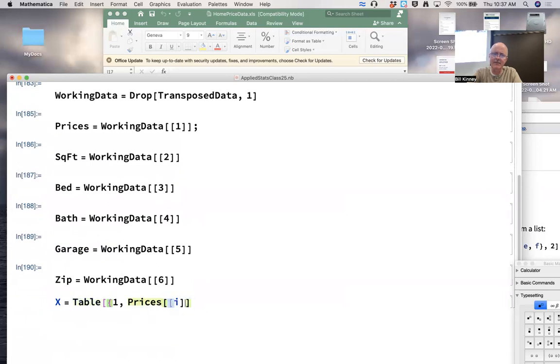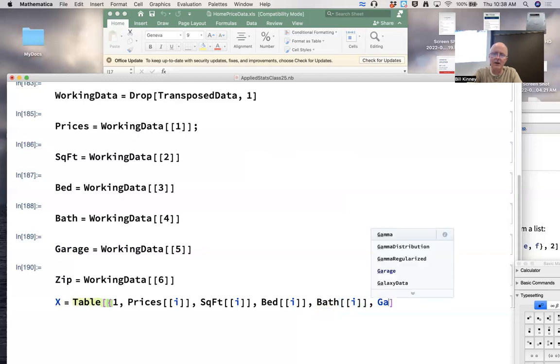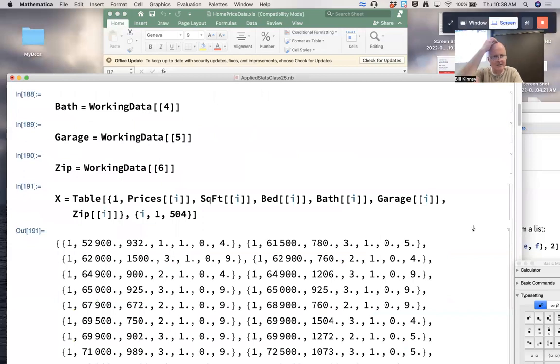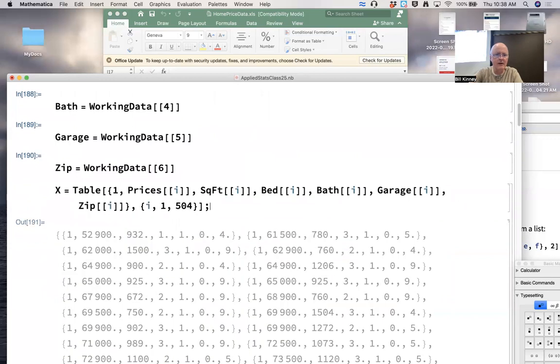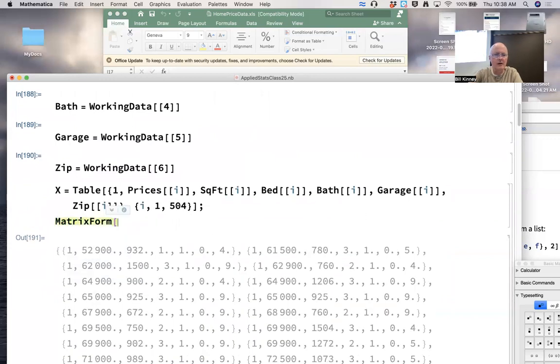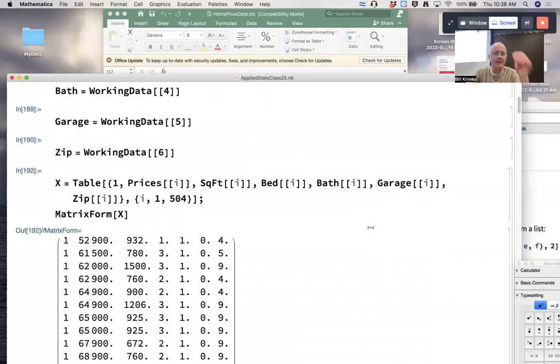prices, and then you need an i in there. i is going to go from 1 to 504. Square foot, bed, bath, garage, and zip. i goes from 1 to 504. Is this in the right format? Let's look at this in matrix form. Yeah, that looks like the design matrix that we need.